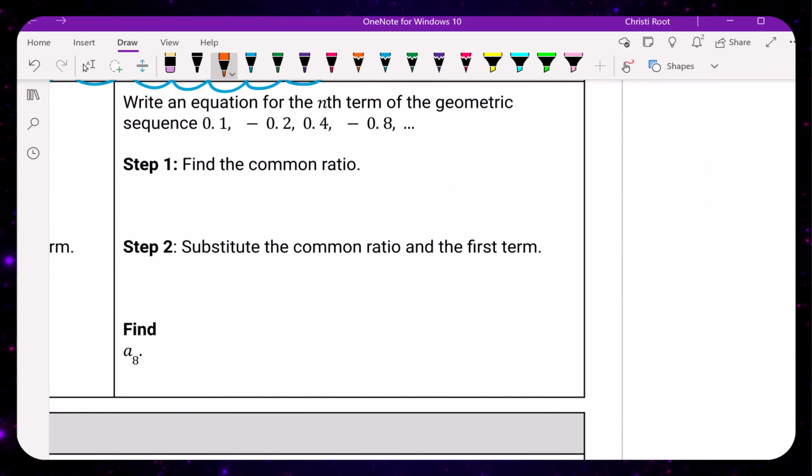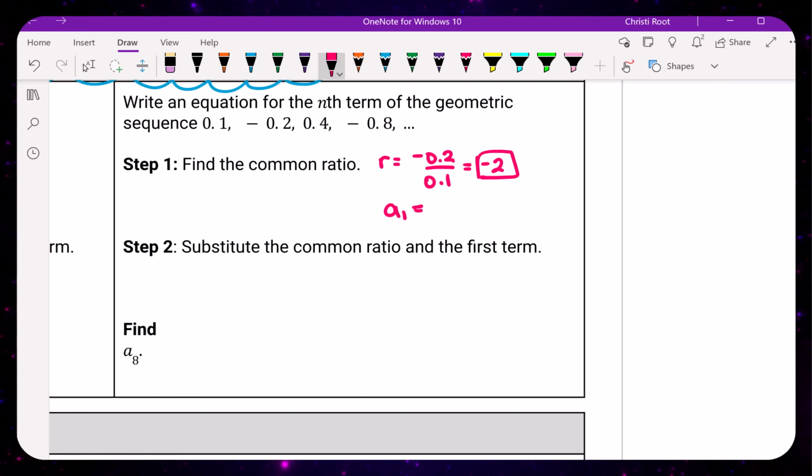All right, if you want to pause the video, if you're feeling pretty confident, you can here. You don't have to. I like to do 2 examples for you. So I'm going to go ahead and just do this example. We're going to find the common ratio, second term divided by the first term, and that is going to give us -2. We also need to identify the first term, which is 0.1.